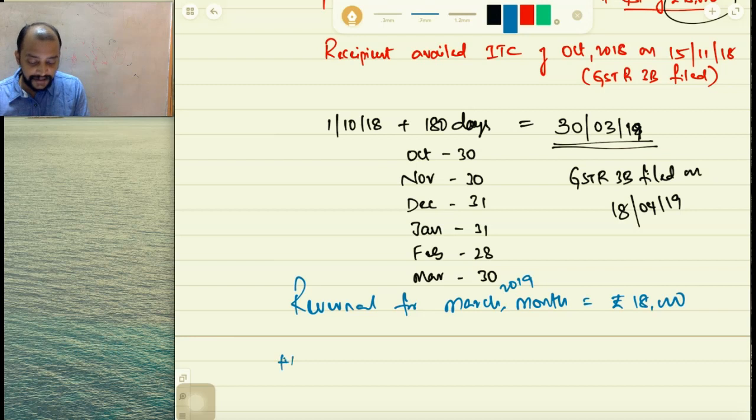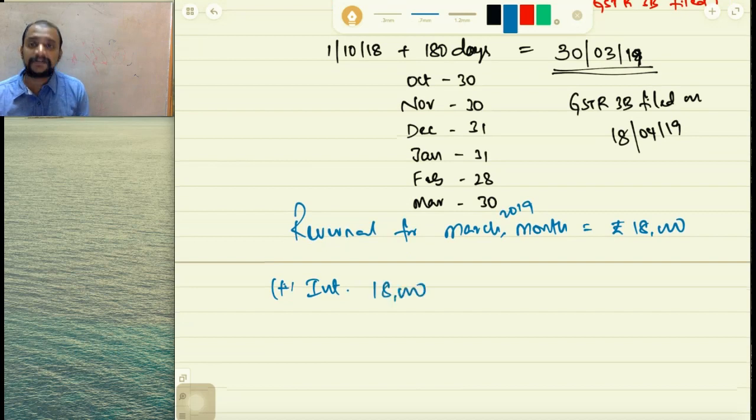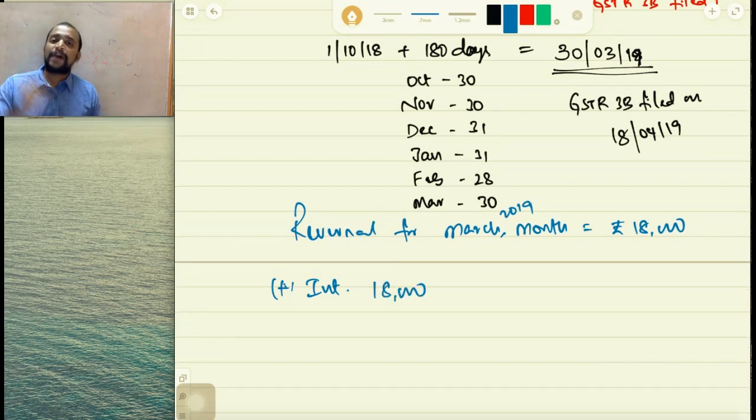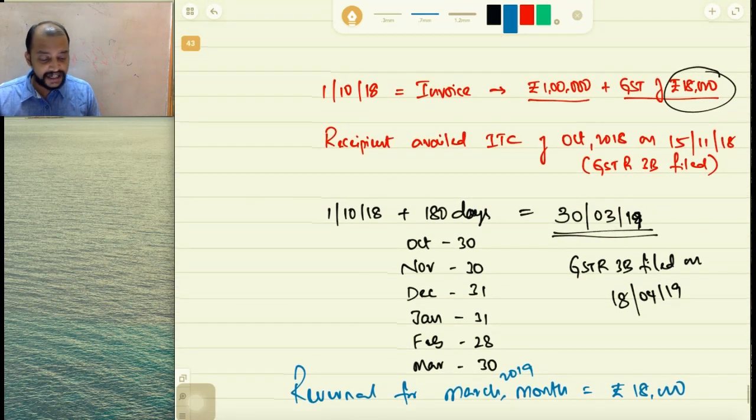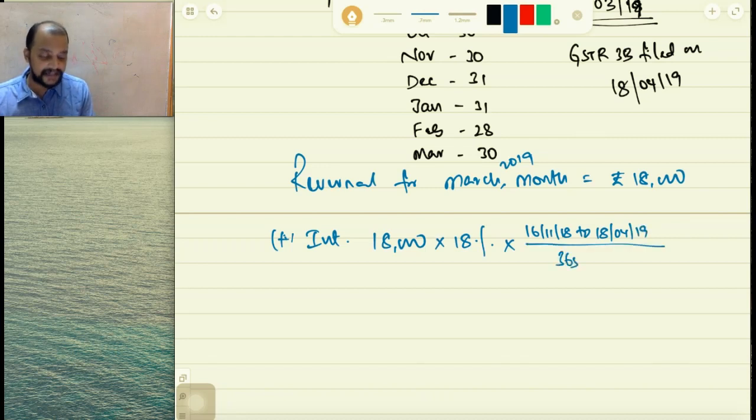18,000. Add interest. We need to pay interest here. How much will be the interest? How much we are reversing? 18,000 we are reversing. See, reversal means if I have balance, it will get adjusted from there. If I don't have the balance in ITC, I have to pay. Interest is 18,000 into 18% per annum, from the date of availment. The date of availment is 15/11. So you need to count from 16/11/2018 to the date of reversal, 18/4/2019, divided by 365 days. So therefore this is the interest component that I will be paying.